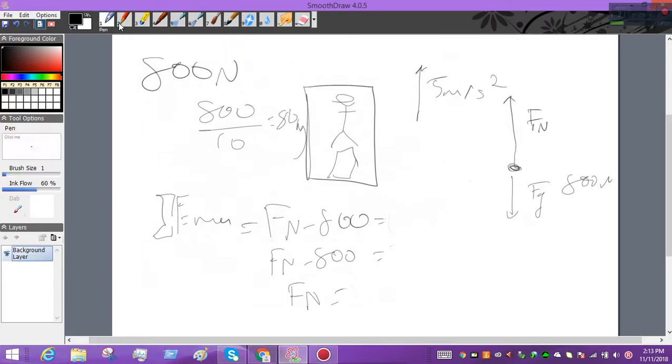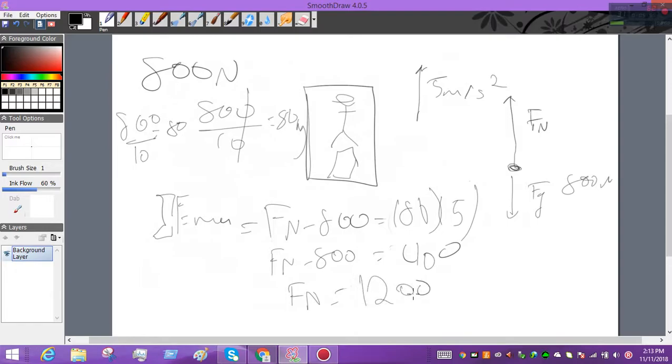That the mass is 80. 800 divided by 10 equals 80, doesn't it equal 10? So that's 80 times 5, which is equal to 400. So 400 plus 800 is 1200, and that is the correct answer. I was like, man, 850.